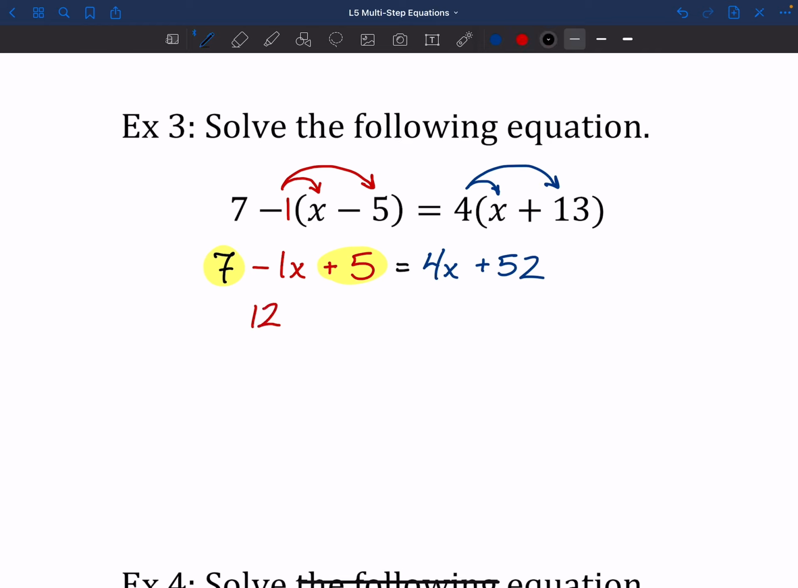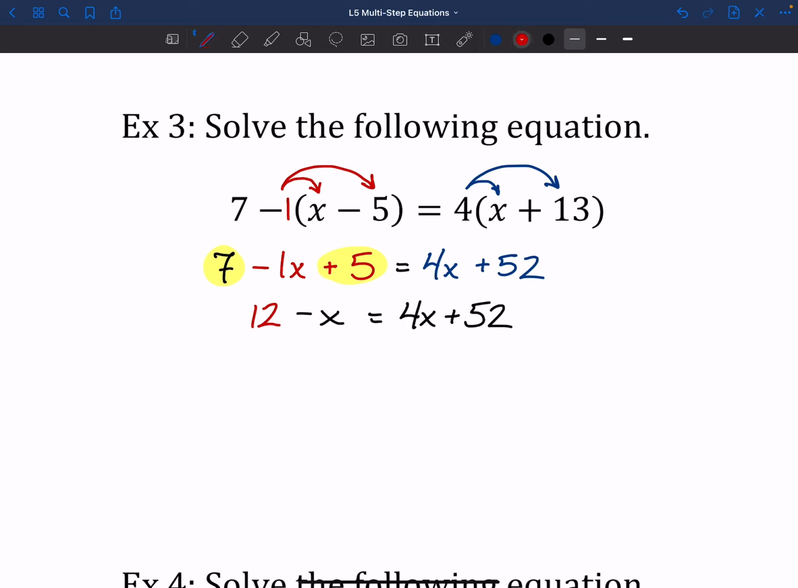All right, after that, we're going to bring that minus x down, and then 4x plus 52 on the other side. Okay, after that, what we're going to be doing is we're going to move all our variables to one side, right? That's the next step in the process. We did have to distribute, and we had to combine like terms. We're on to that one now.